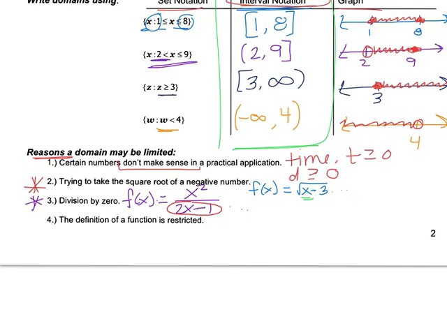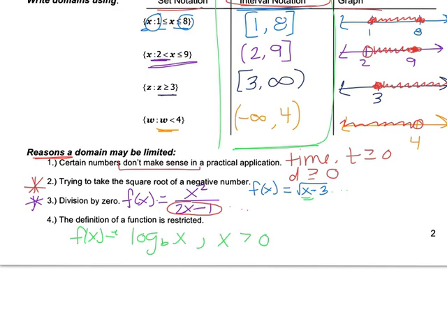And then the last one is if the definition of a function is restricted to begin with. For example, and it's okay if you don't remember this, we'll have plenty of time to practice it. The log function, say I had a function f of x equals log base b of x. That function is only defined for positive values of x. You can't take the log of a negative number. It doesn't exist. So this is only defined for positive values of x by the definition of a logarithmic function.